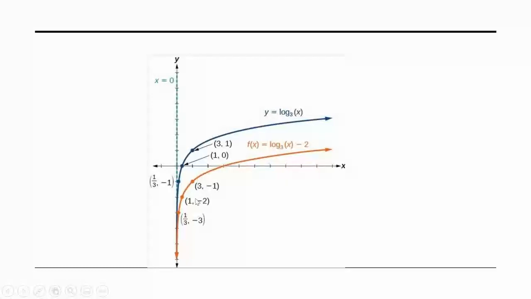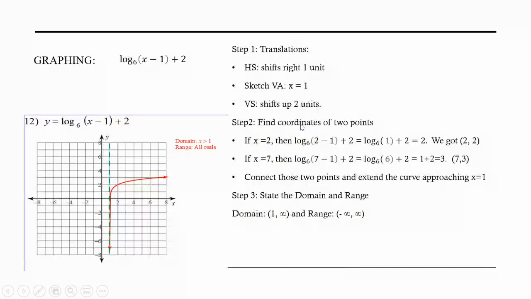For the paperwork, if you don't have the parent function given ahead of time, you go in to use step number 2 to find or locate the 2 points on the graph, and you go in to shape the graph by extending the line and approaching the vertical asymptote right here. The domain starts from 0 to infinity, and the range, the y value, can be found from negative infinity to positive infinity. Now this is another example.